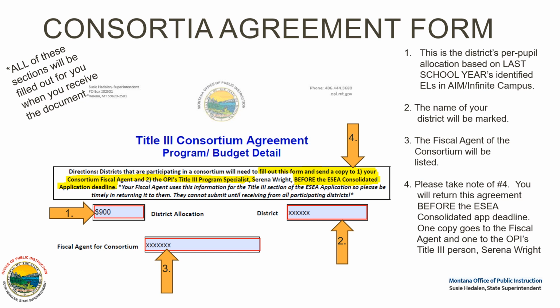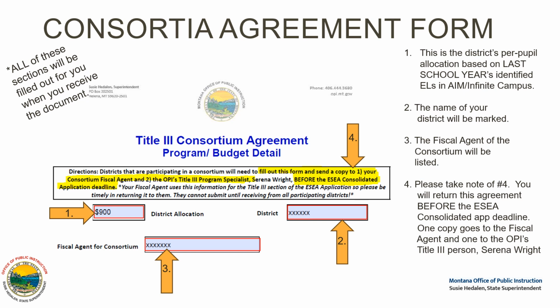I just wanted to take note of some of the information. Starting with arrow number 1. So this is your per pupil allocation based on last school year. The number of ELs you have identified in AIM Infinite Campus, there is a per pupil allocation. So if you are serving 10 students and our allocation last year was about $90, that is where that $900 comes from. That is what the allocation is. Again, this was for last school year.